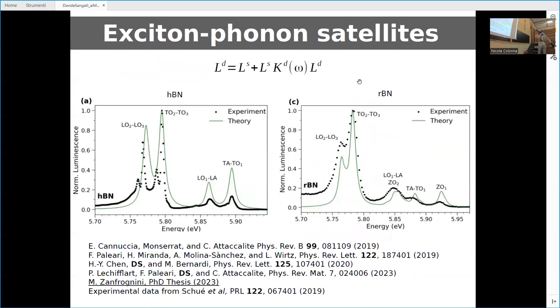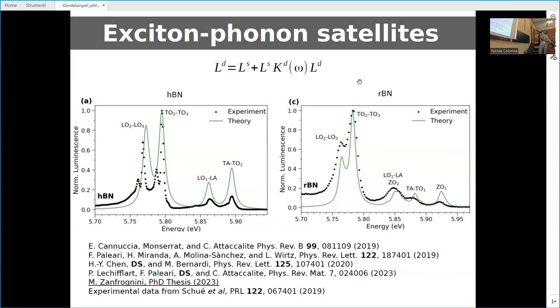You can do that, and you can also get satellites. Satellites can be obtained, for example, by solving this equation with the dynamical kernel and computing the photoluminescence. This is something which has been done in a number of works. Here I'm showing the photoluminescence spectrum of hBN, in particular of 2D boron nitride in the hexagonal hBN and in what is called the R form of boron nitride. One of the nice things is that depending on the shape of the spectrum, it is possible to distinguish between these two polymorphs of boron nitride, which is difficult to do.